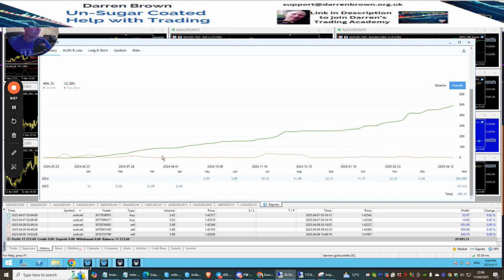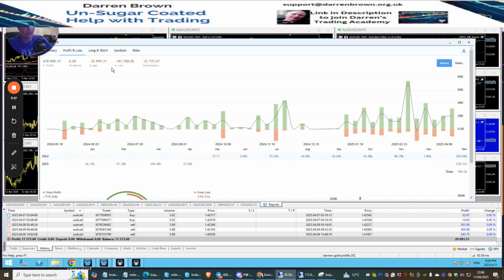Now if we click on this, you see that we get drawdown. It shows that my whole account has a drawdown of 12%, and my growth is 494%. This is very handy because it just gives you a little bit of an idea of how it's going. So if we go to profit loss, it's going to give you a more detailed report.